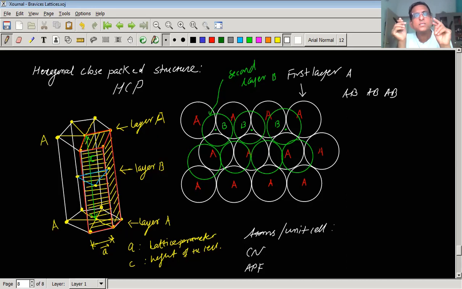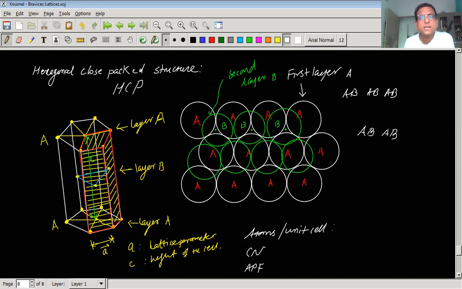But in the hexagonal close packed structure, while obtaining the third layer, instead of putting the atoms in the C valley, again we put the atoms in valley A. So what will happen? We will be obtaining stacking of layers as AB, AB, AB, as shown in the figure.